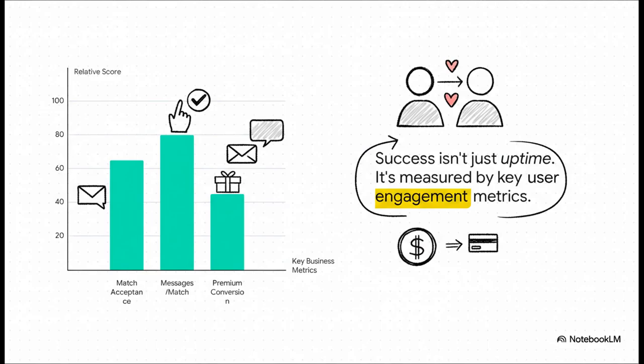At the end of the day, how do they even know if all this fancy architecture is actually working? Well, it's not just about uptime. It's measured by real human engagement. Are people actually accepting the matches they get? Are they sending messages back and forth? And are they finding enough value to convert to a premium membership? These are the numbers that prove the system is doing its job.